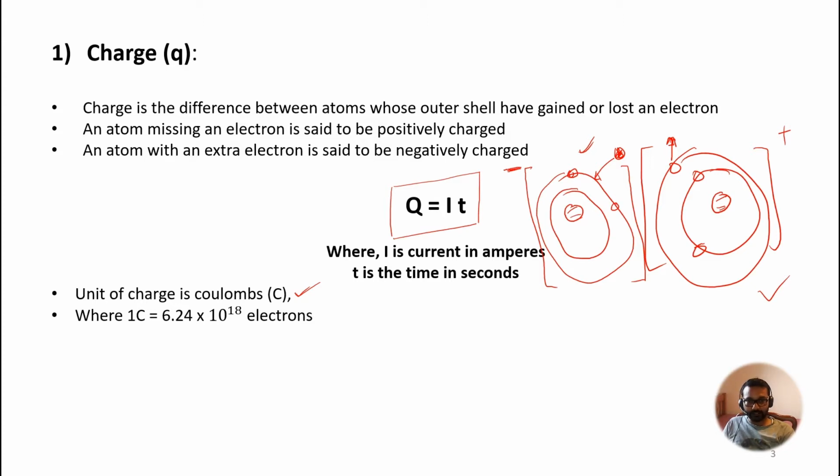Now just for analogy, 1 coulomb of charge is equal to 6.24 multiplied by 10 to the power 18 electrons. So if we say that a particular material has 1 coulomb of charge, or this piece of, let's say, a metal has 1 coulomb of charge stored in it, that means you have 6.24 multiplied by 10 to the power 18 electrons present in this piece of metal, right?